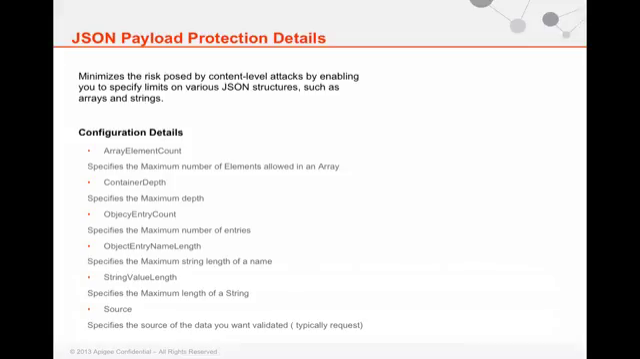The second threat protection policy that we'll look at is the JSON payload protection policy. And what the JSON payload protection policy does is it minimizes your risk posed by content level attacks using JSON. Some of the key elements that it looks at are array counts, container depths, object entries, and the length of your strings. This can also be used to validate that your developers and your developer apps aren't using your API in a way that you do not want it to be used.